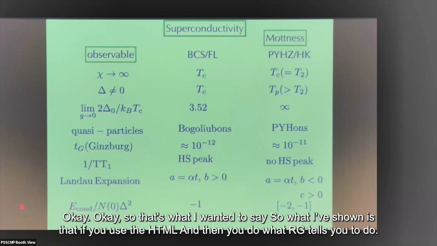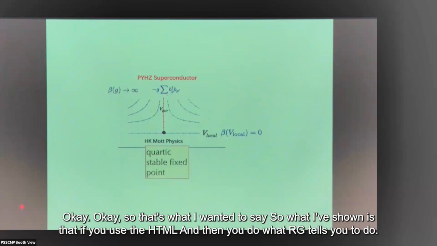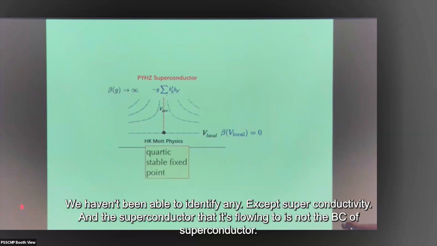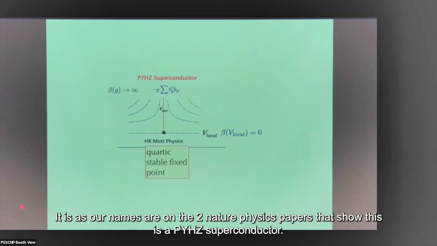Okay, so that's what I wanted to say. So what I've shown is that if you use the HK model, and then you do what RG tells you to do, you simply ask the question, what perturbations take you away from this point? We haven't been able to identify any, except superconductivity. And the superconductor that it's flowing to is not the BCS superconductor. It is, as our names are on the two Nature Physics papers that showed this, a PYHZ superconductor.